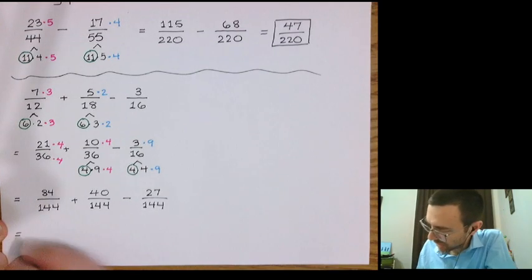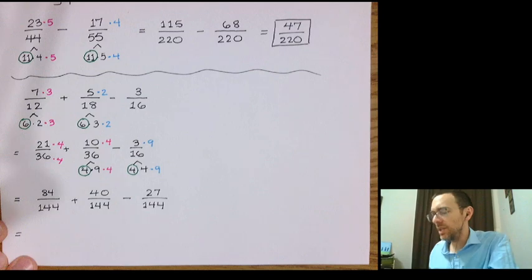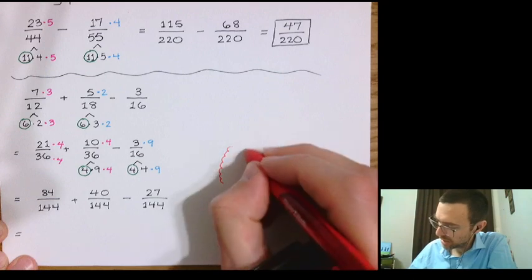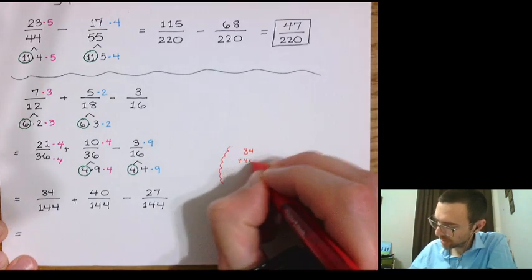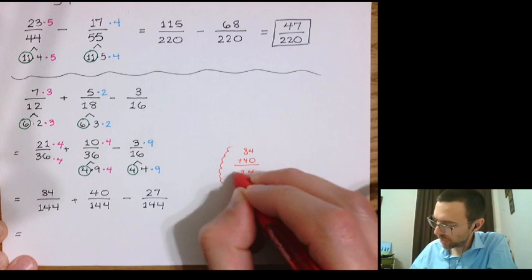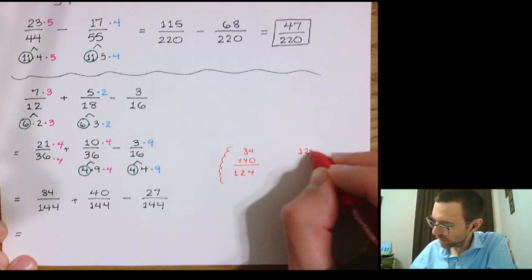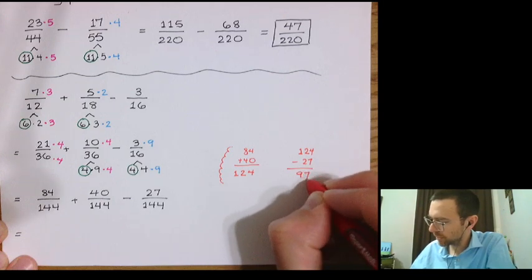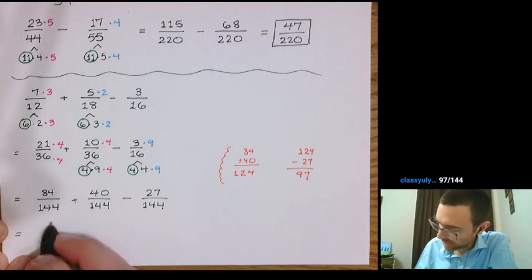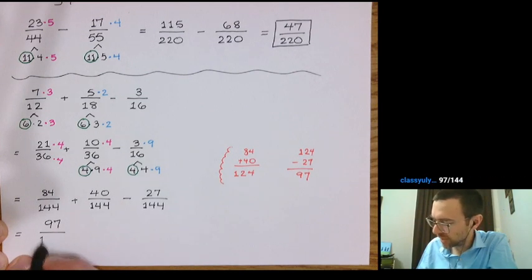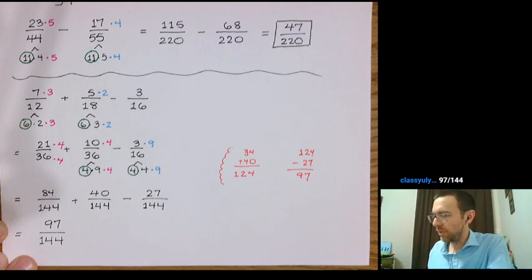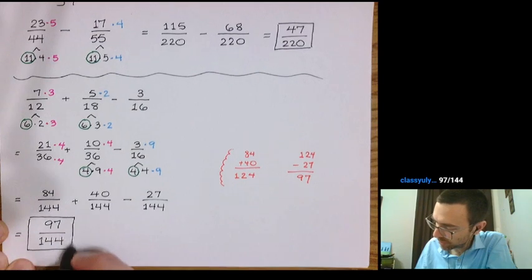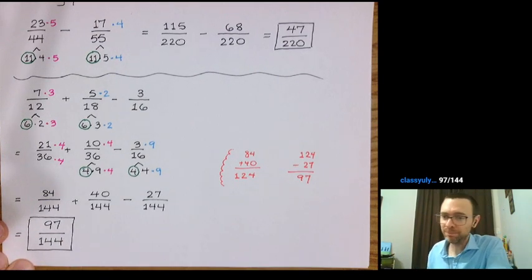All right, so when I put all of this together, let's see if I can make this easy on myself. You know, I'm just going to go off here to the side. All right, so 84 and 40 is 124. And then I do 124 minus 27. So we get 97. So altogether, 97 over 144. 97 is another one of those prime numbers, so we can't do anything with it. So there we are. That's it.